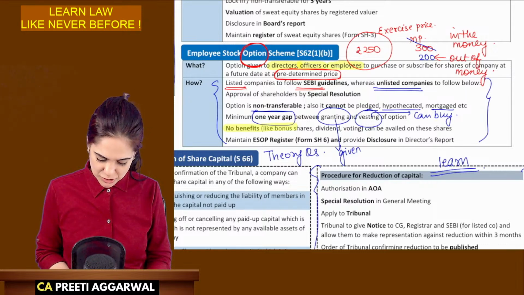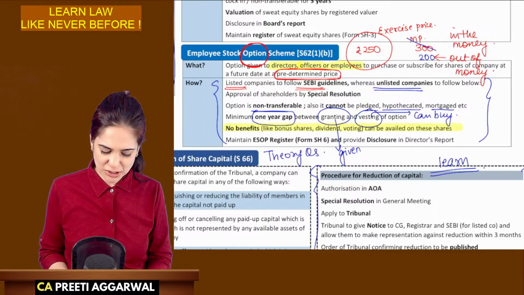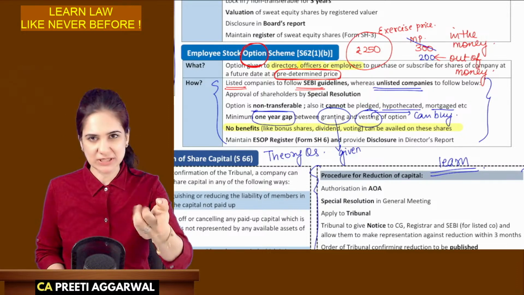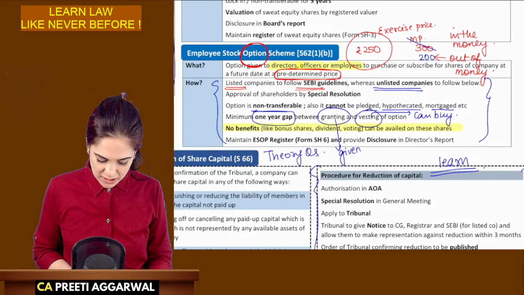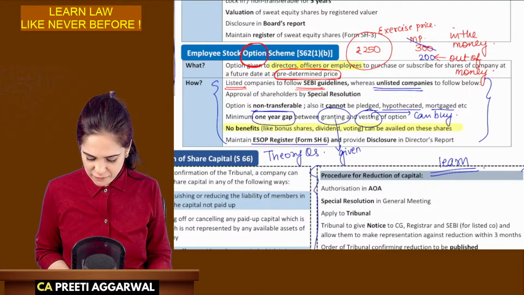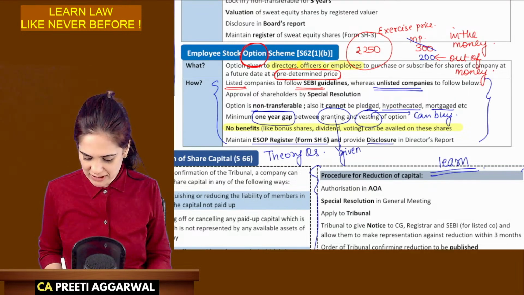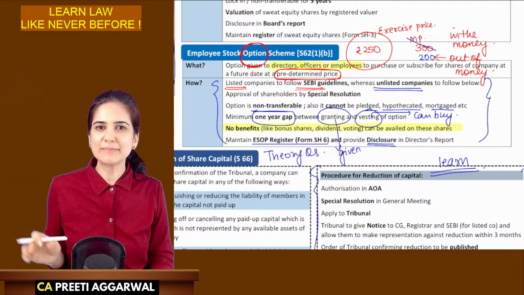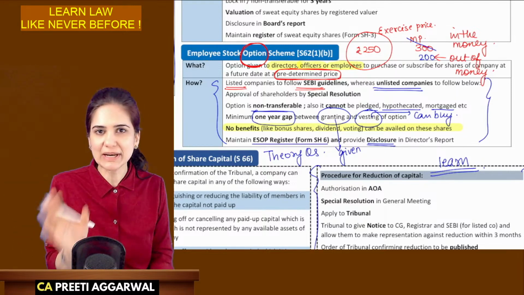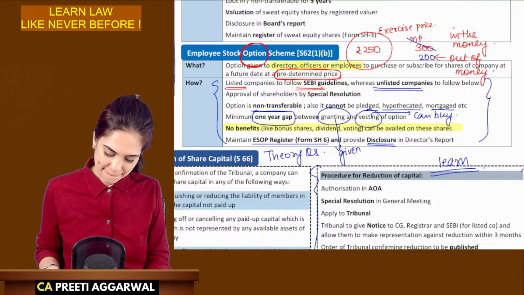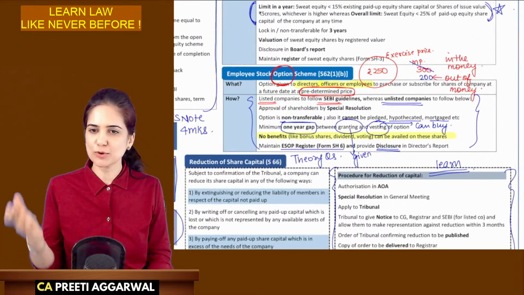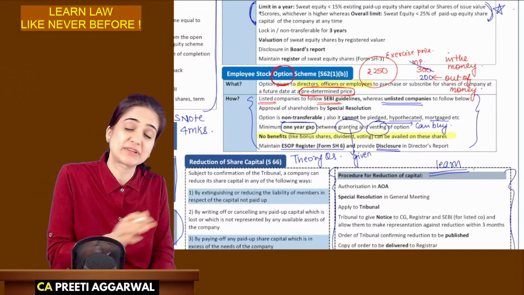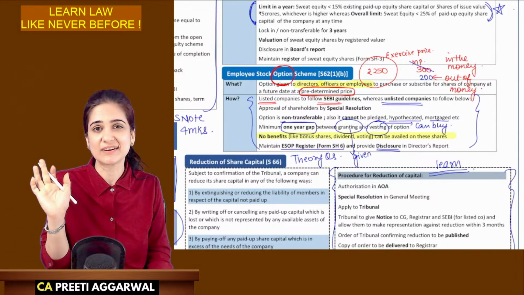Bonus, dividend, etc. cannot be availed on these shares until you exercise the option of purchasing. The company will maintain the ESOP register in form SH6 and also provide disclosure in the directors' report. These are the main points. These are not the only points that you need to study. If you see my textbook, you will find a detailed note on employee stock option, and in my lectures also I have discussed this in detail.